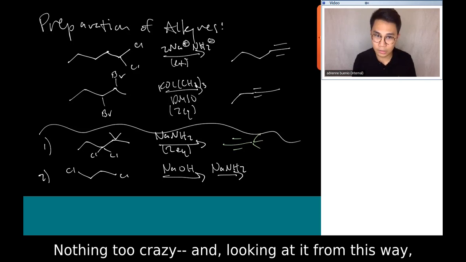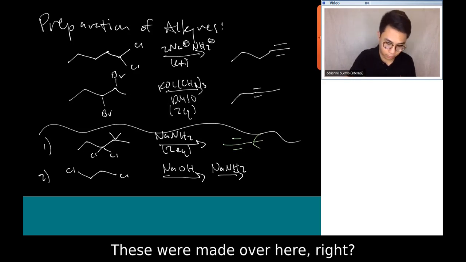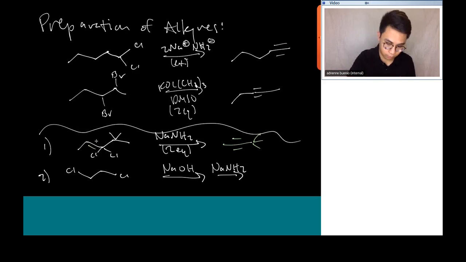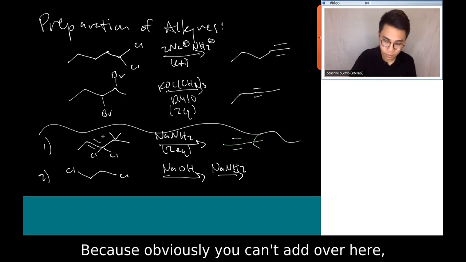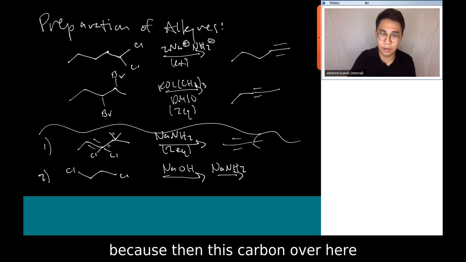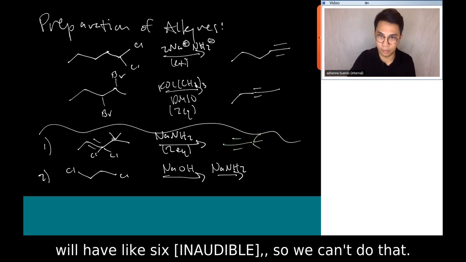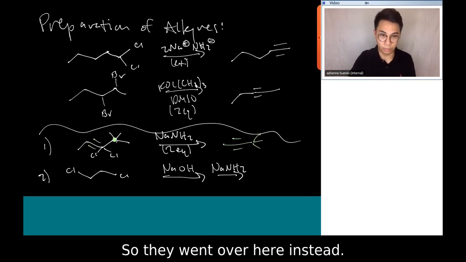So for the first one, you guys should have gone something like this, right? Nothing too crazy. And looking at it this way, where were these made? These were made over here, right? Because obviously you can't add over here because then this carbon will have like 6 bonds, right? So we can't do that. So they went over here instead.